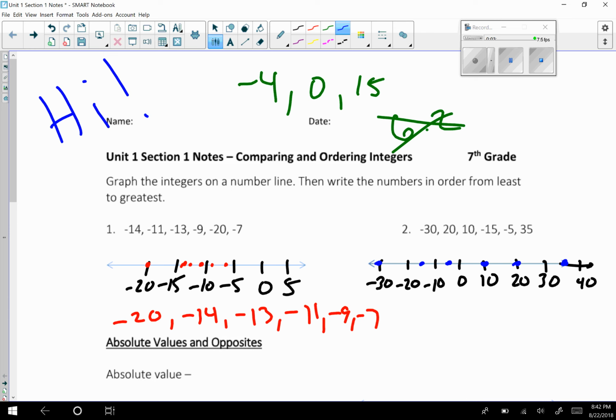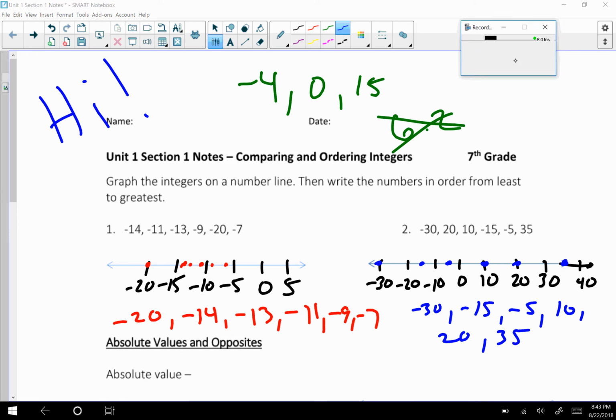And then to write them in order from least to greatest, I can just go left to right. So that means I'll have -30, -15, -5, 10, 20, and 35. And now those are in order from least to greatest.